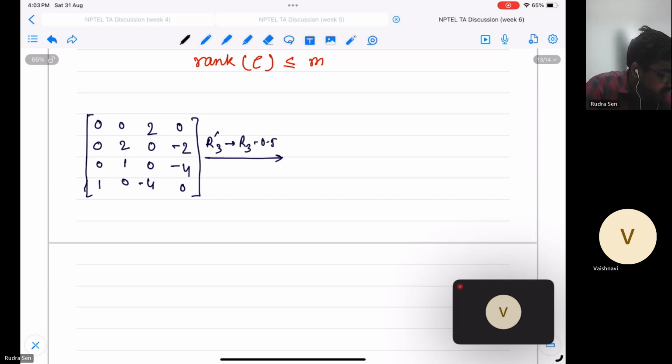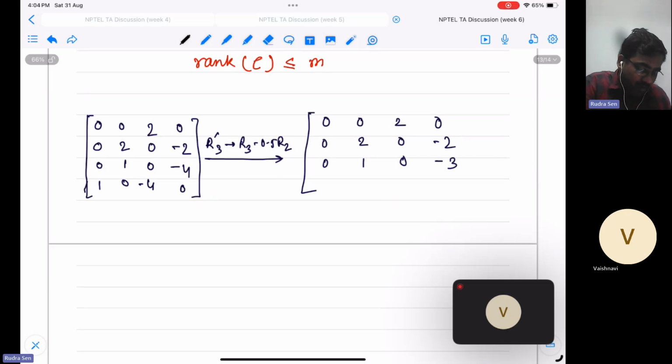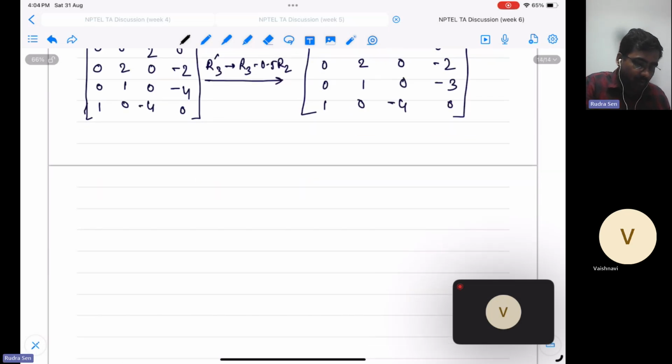R3 minus 0.5 R2. So I'm changing R3 by this term. So 0, 0, 2, 0. R2 is 0, 2, 0, minus 1. And this becomes 0, 0, 1, minus 4. Minus 4 plus 1 is minus 3. So it is 1, 0, minus 3, 0. Okay, so what would be the next row elimination?